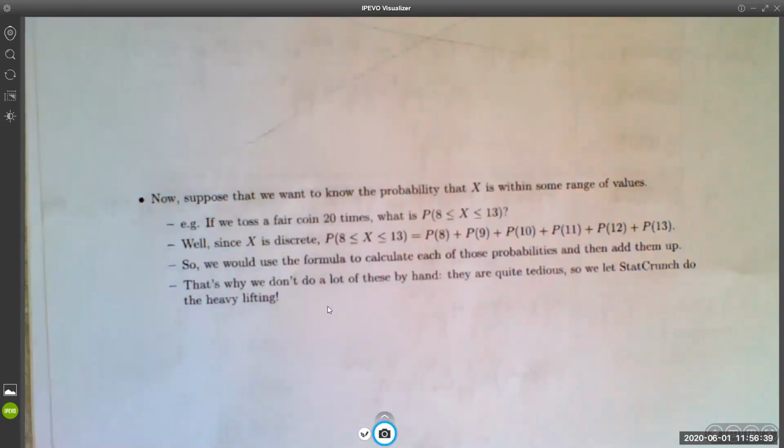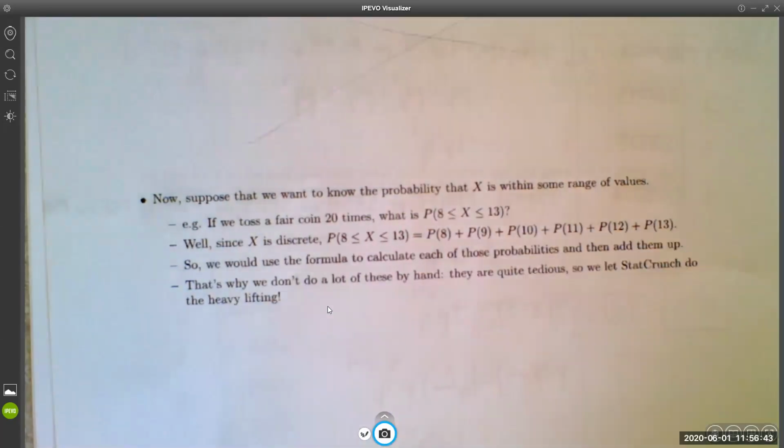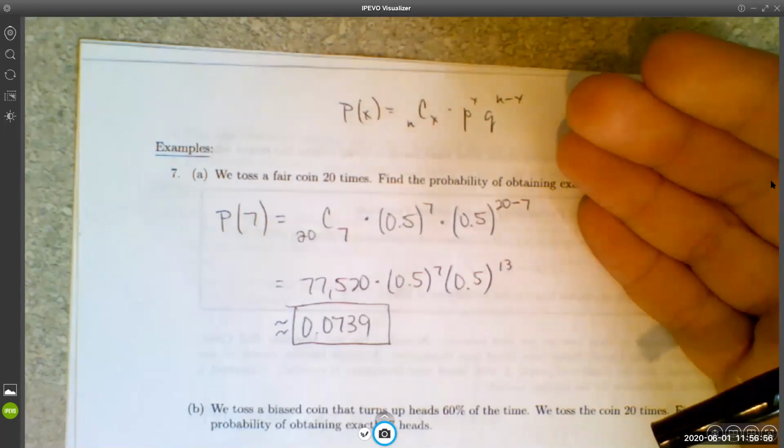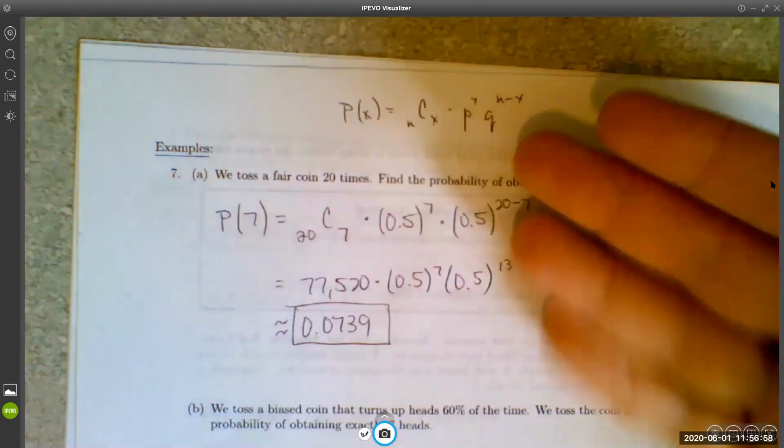But I just wanted to give you the reasoning behind what StatCrunch is doing, so that you don't accuse me of just doing some magic or making you take my word for it. There's actual mathematics involved. It's just going on behind the scenes because it's kind of tedious math, and so we'd rather let StatCrunch do it for us.